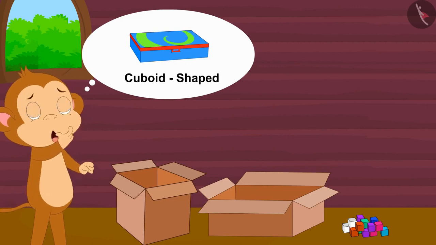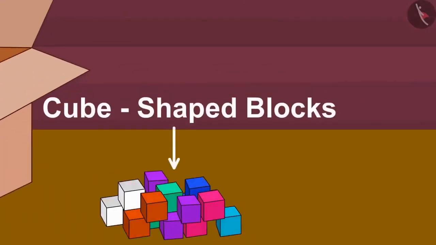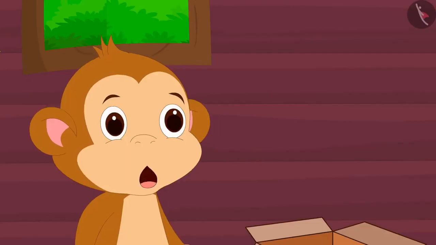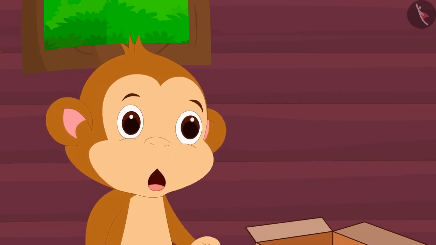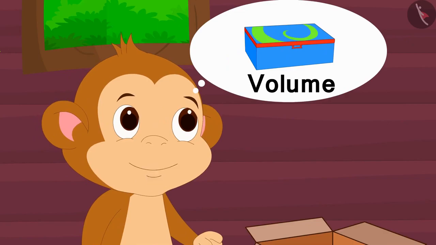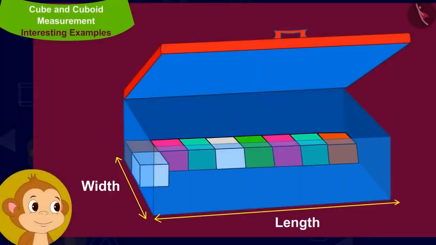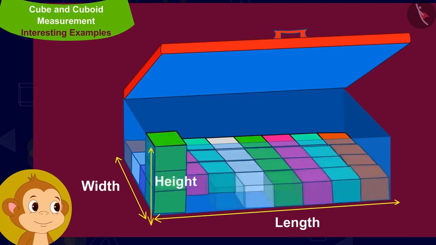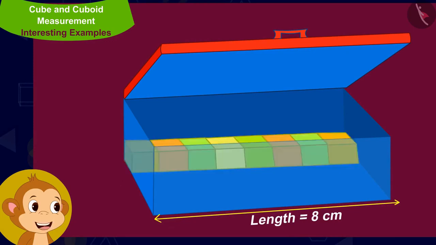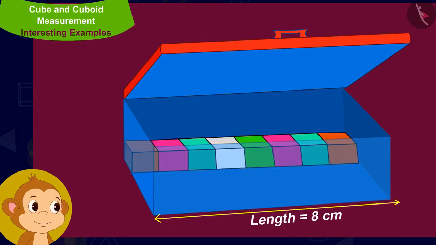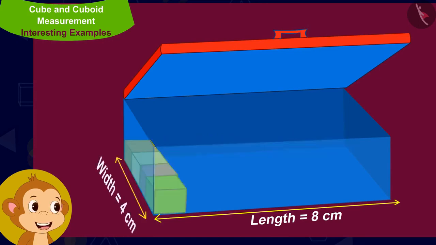Babban began to think. He had a few cube-shaped blocks of 1 centimeter each that he had bought from Gaggu's shop. Oh wow! I can first use these cubes to find the volume of a compass box. He measures the length, width, and height of the compass box. The compass box is 8 centimeters long. This means the length of this compass box is equal to 8 cubes of dimension 1 centimeter each, and its width is 4 centimeters or equal to 4 cubes of dimension 1 centimeter each.